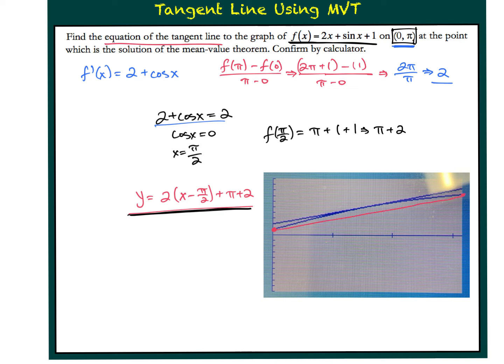If I were to make a line, do you see how they run parallel to each other? Yes. That's what the mean value theorem does. The slope of the secant line, that red line in this one, is equal to the slope of the tangent line. They will run parallel.